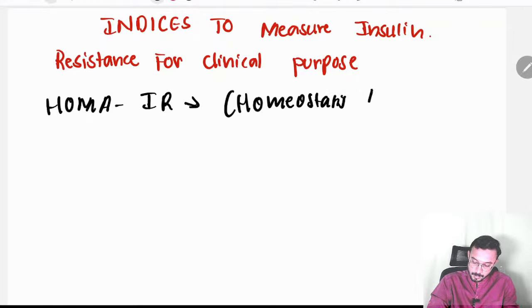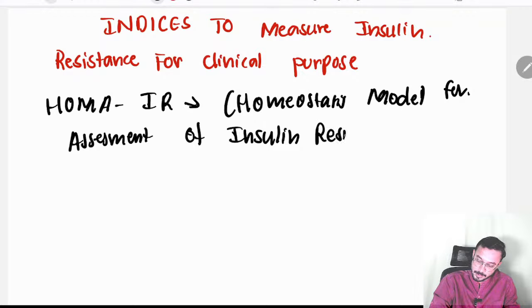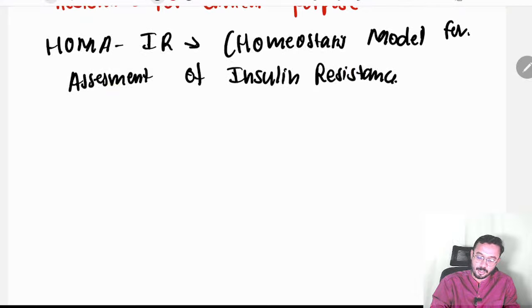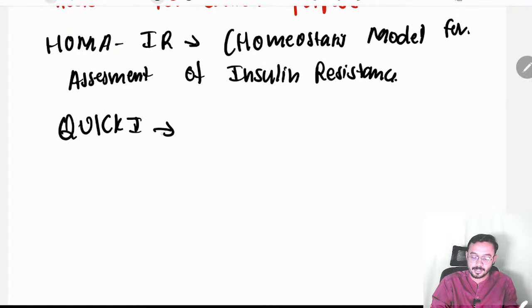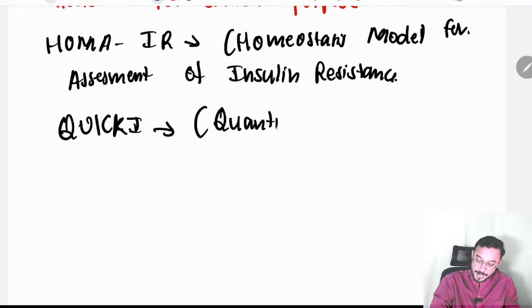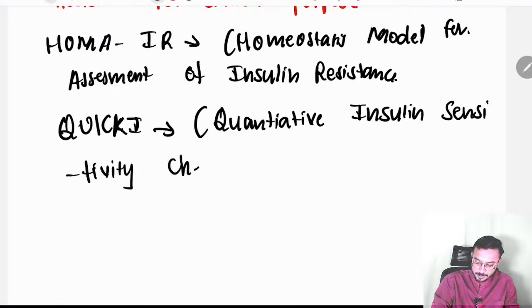What do we mean by HOMA-IR? It is nothing but homeostasis model for assessment of insulin resistance. And one more test that is done is QUICKI. Both are used to know the insulin resistance. What do we mean by QUICKI? It is quantitative insulin sensitivity check index.